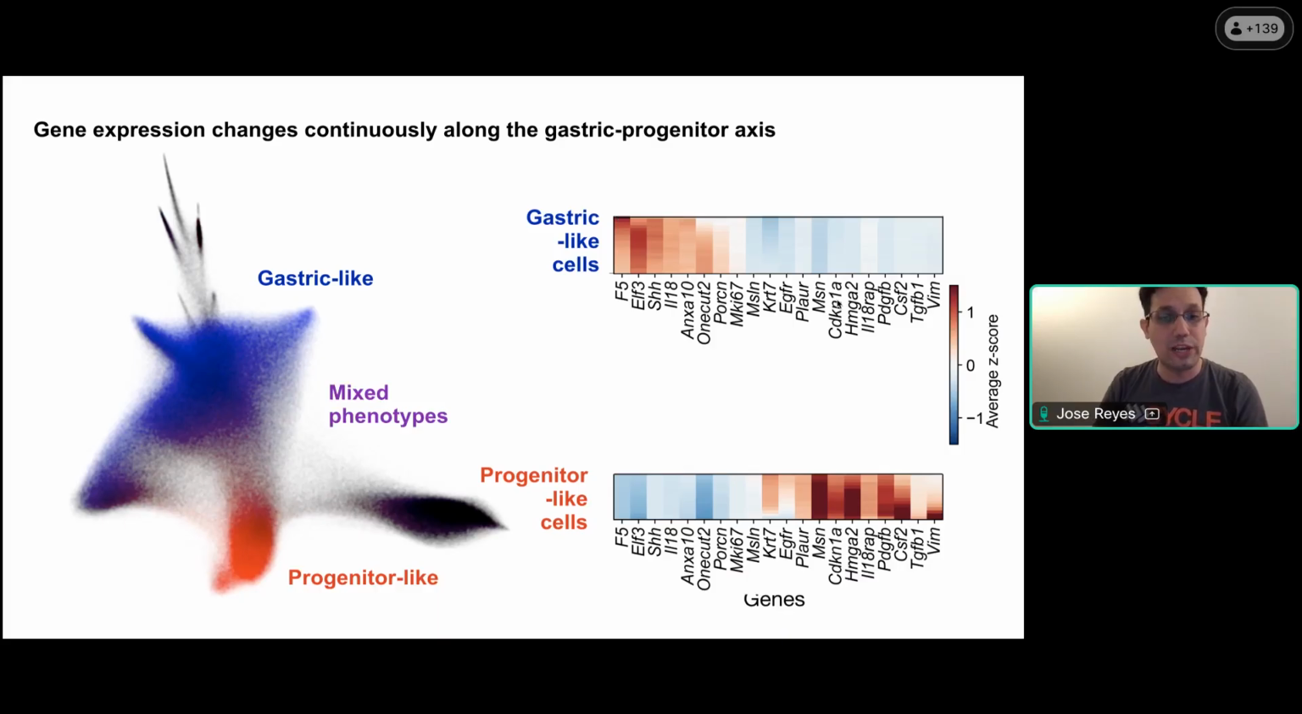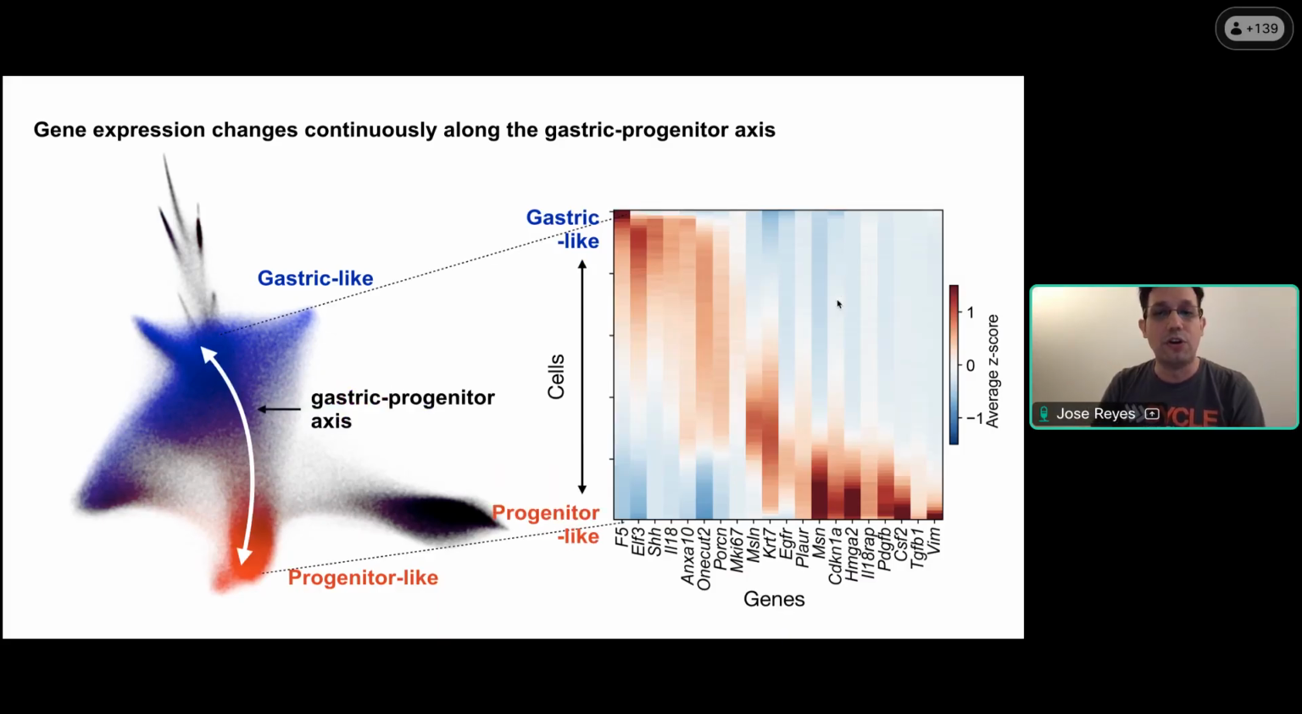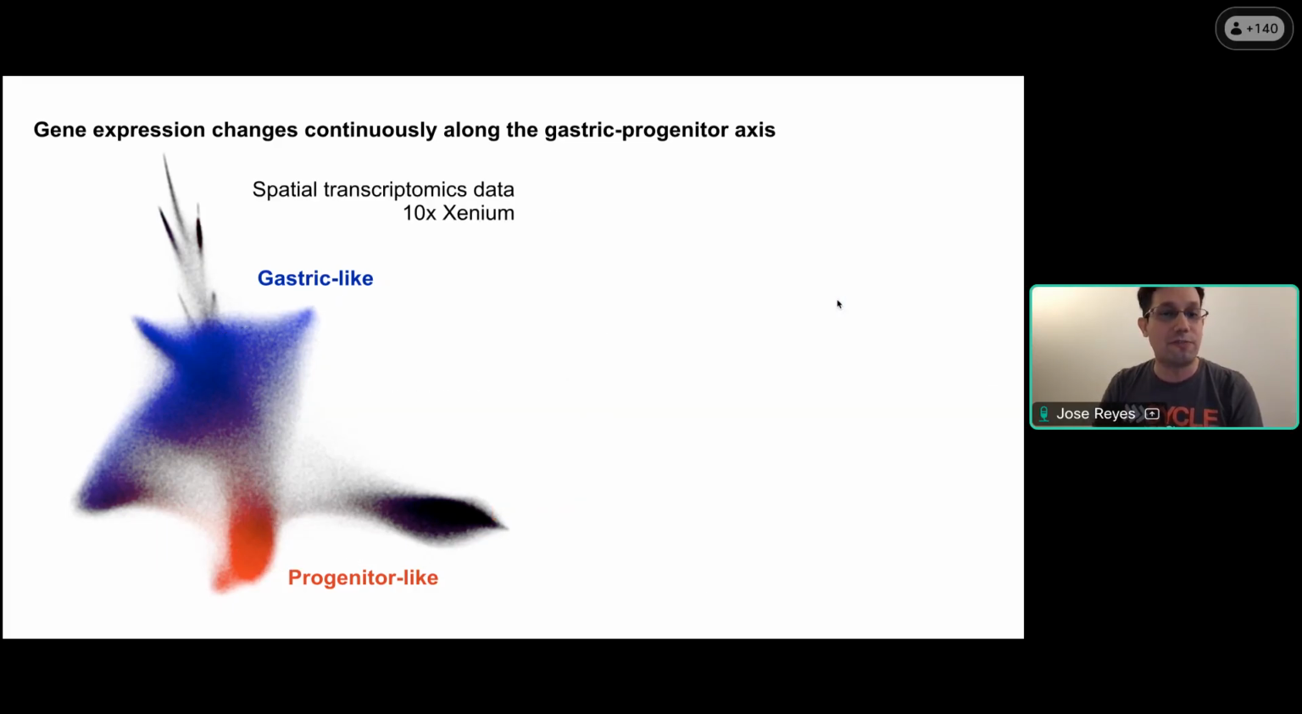Using computational tools, we can identify major axes of variation in single-cell data and try to analyze the premalignant spectrum along a continuum between gastric and progenitor-like states. And in doing so, we can reveal that entry into the gastric-like program or progenitor-like program occurs through a gradual induction of a set of genes, suggestive of the type of dynamics that may be occurring in vivo when cells adopt these different fates. What I haven't told you yet is that this data actually doesn't come from dissociated single-cell data, but comes from single-cell transcriptional data that was derived using the 10x spatial transcriptomics Xenium platform.